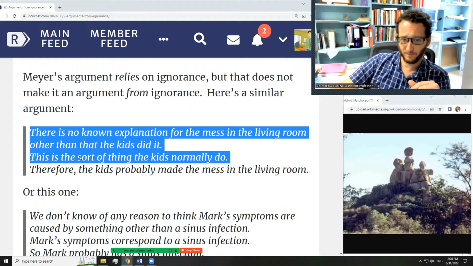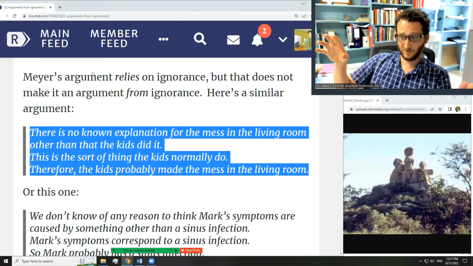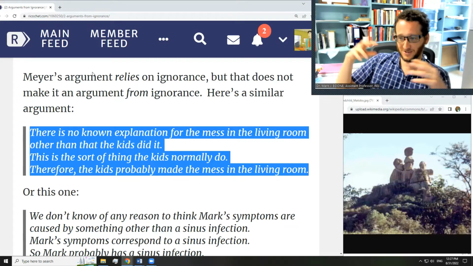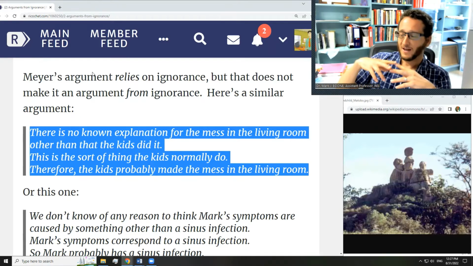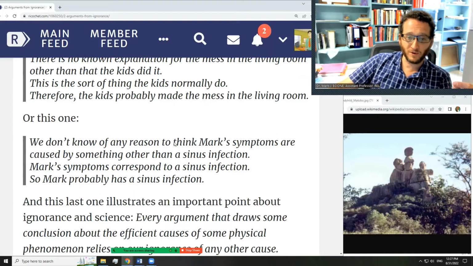Look at this argument. There is no known explanation for the mess in the living room other than that the kids did it. This is a daily type of situation for me. So there's no known explanation for the mess in the living room other than that the kids did it. This is the sort of thing the kids normally do. Therefore, the kids probably made the mess in the living room. That's a good argument.